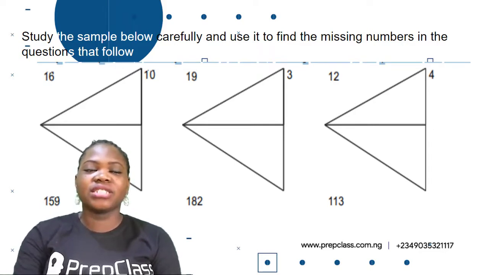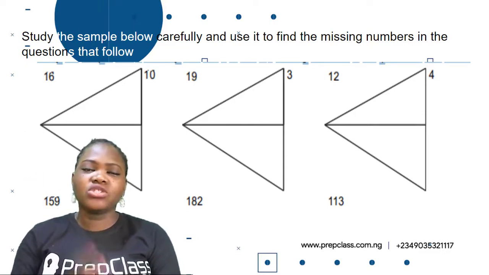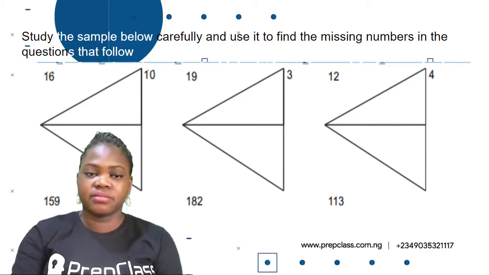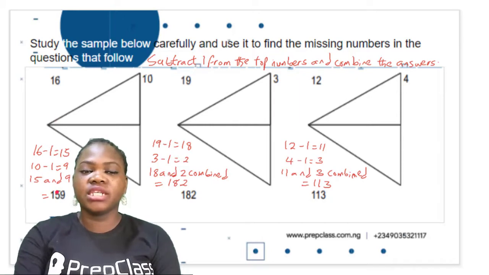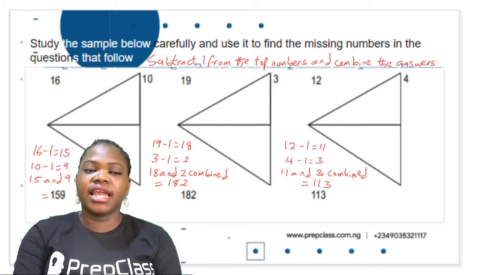We just have to study it more. We have to think about it more to be able to get it. I want you to also pause the video, see if you'll be able to do it, and then let's figure it out together. If you notice, 16 minus 1 would give you 15, 10 minus 1 would give you 9. So let's try and use this logic. Let's subtract 1 from the top numbers and then combine the answers.